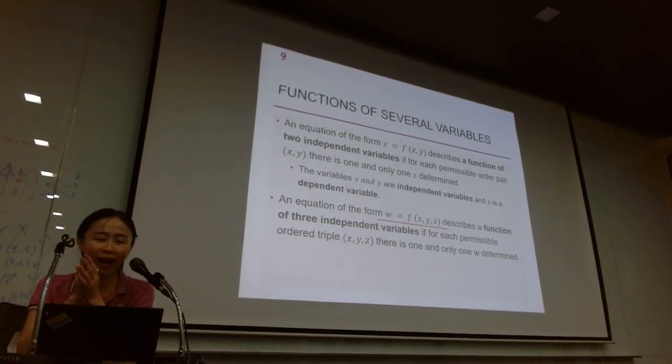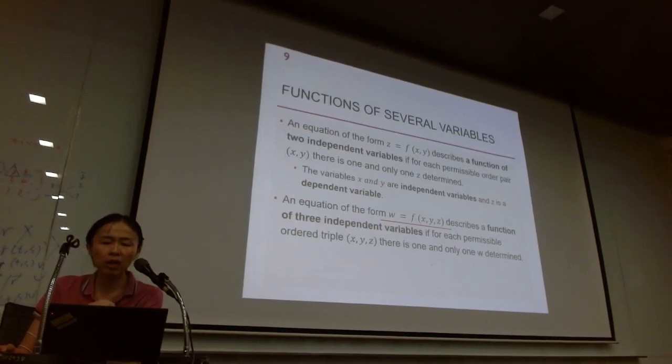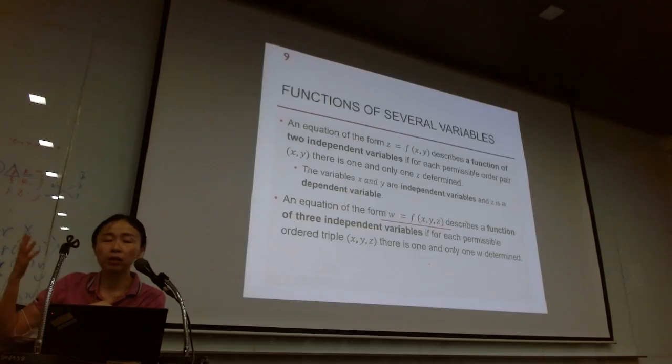So that is why I keep highlighting. Then this one we will have 3 independent variables and 1 dependent variable. But usually we can go further. Then you will say 5 variables, 6 variables, 7 variables. They are all multi-variables.